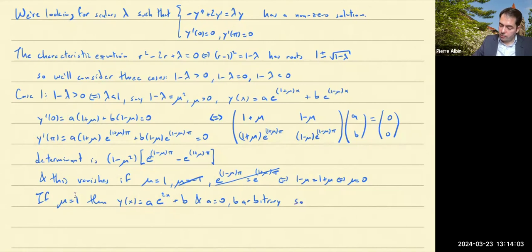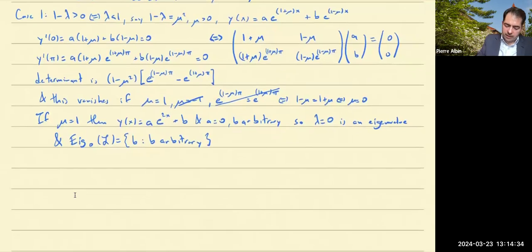Okay, so this does correspond to an eigenvalue. Notice that if mu is equal to 1, put 1 here, that tells us that lambda is equal to 0 is an eigenvalue, and the eigenspace is just a constant. So here was B with B arbitrary. Okay, that was case one.